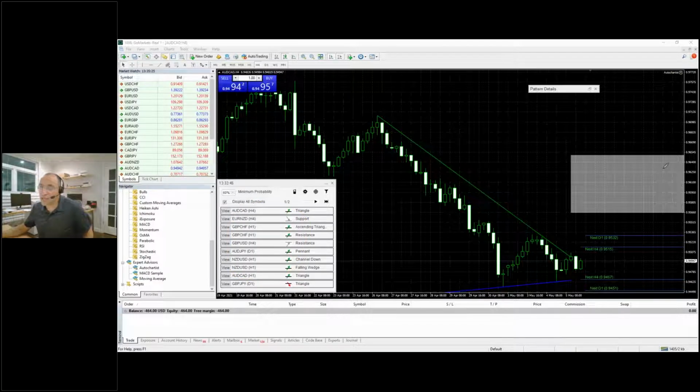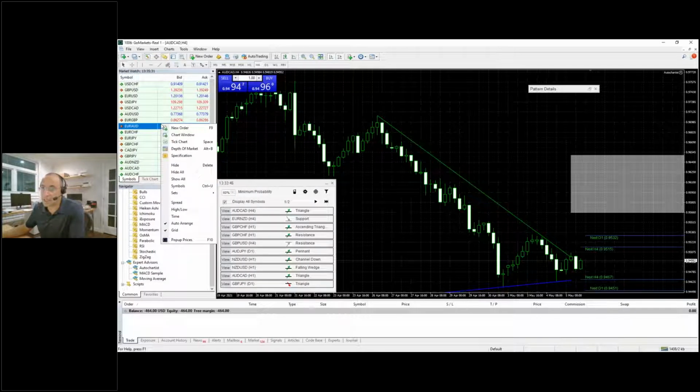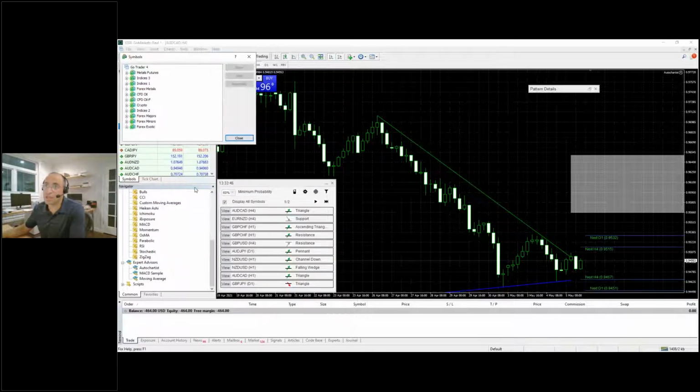So Keith, you can absolutely use this tool on any symbols that you have. Let's actually add some symbols in here.